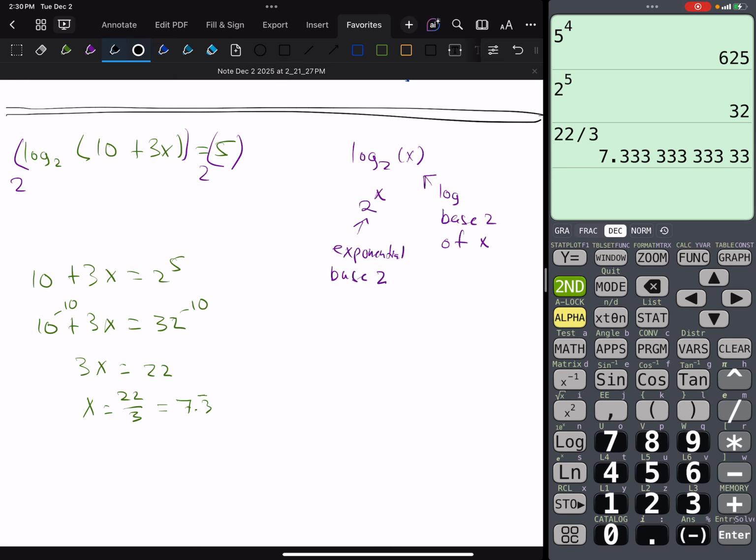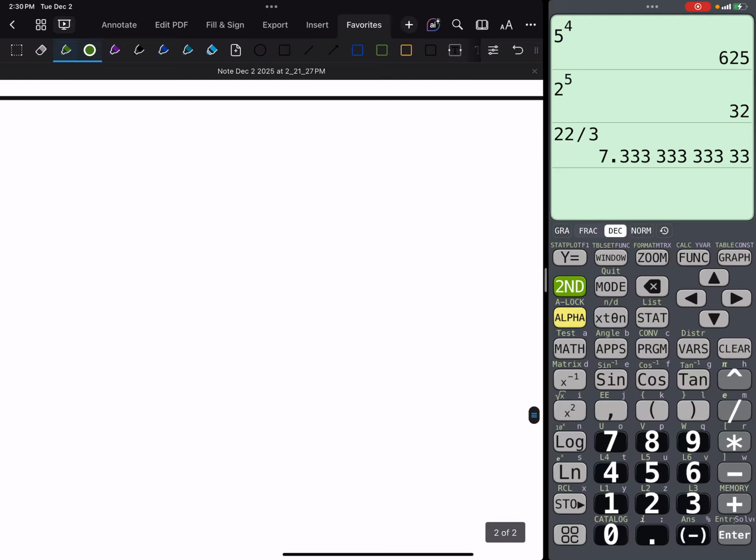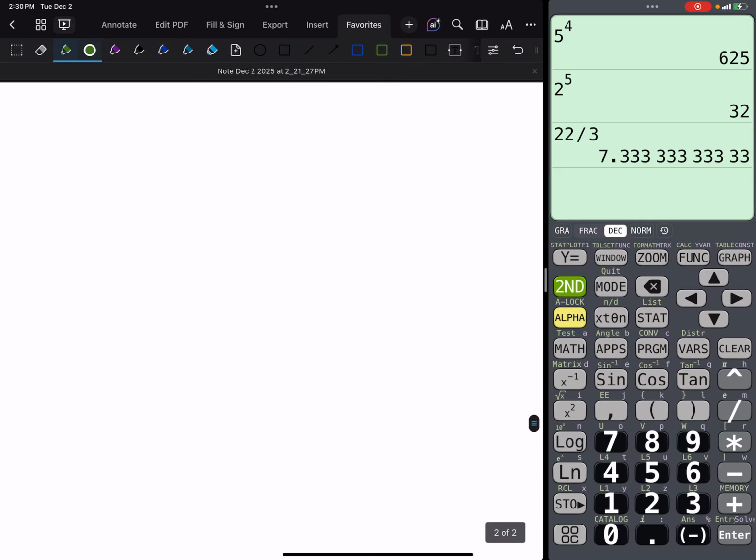If I wanted to make this just a little bit more difficult, let's do one more difficult kind of example here. So let's look at the log of 2x plus 1 and subtract from that the log of x minus 2. And that's going to equal 1. And I want to solve that for x.